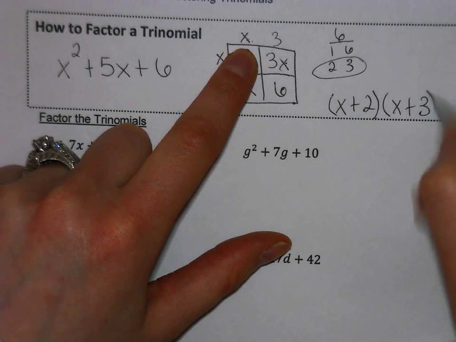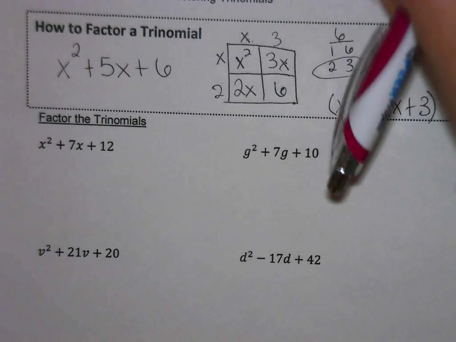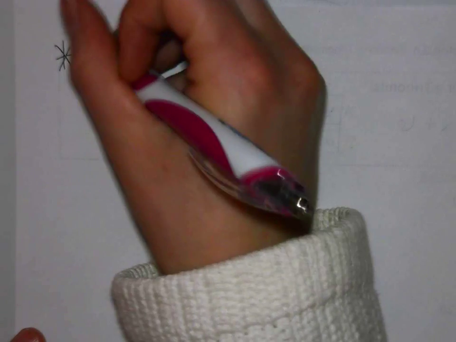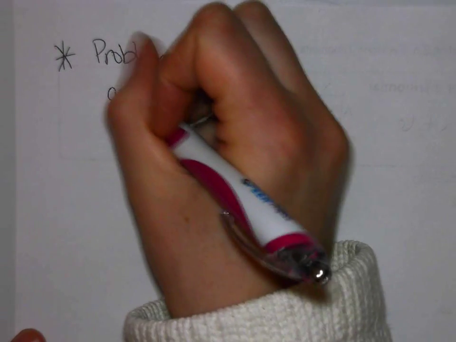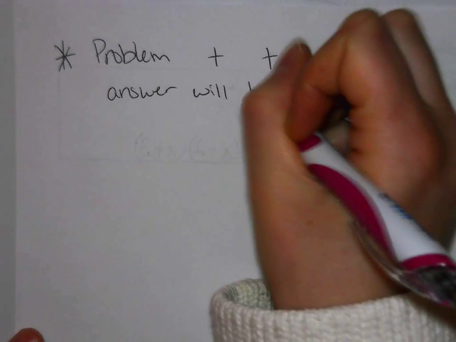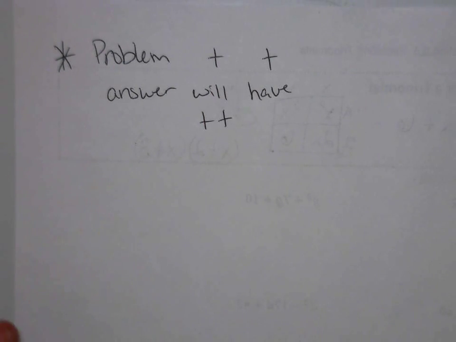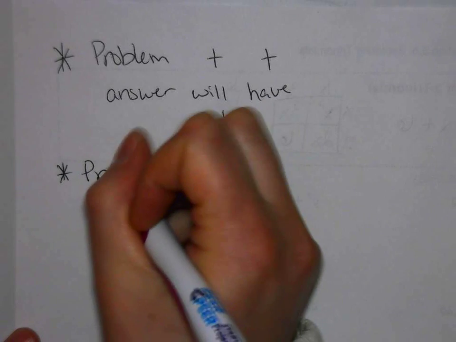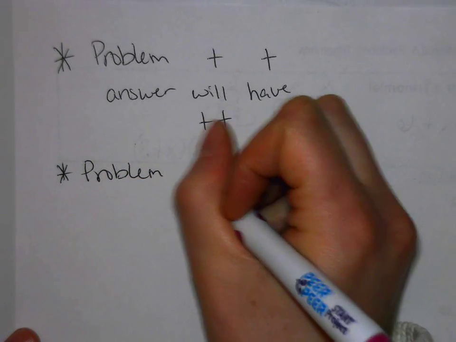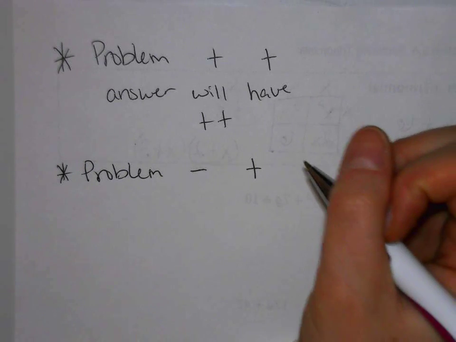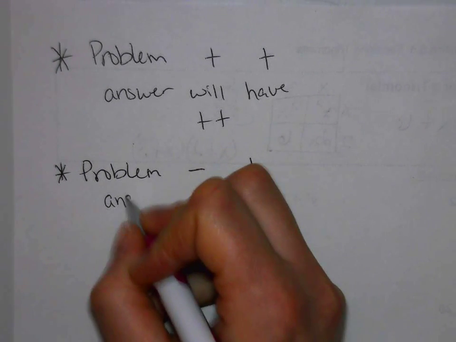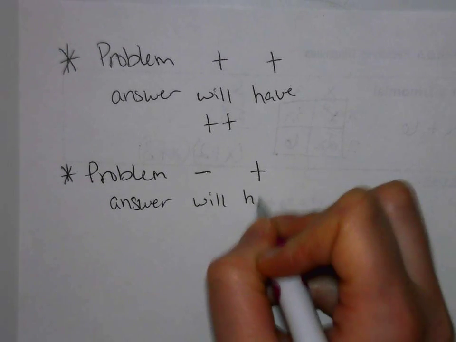Now before we look at other examples, I want you to flip your page over. 3 different types of problems will arise. The first one is if the problem has 2 plus signs in it, our answer will have 2 plus signs. If our problem has a negative first and then a positive for the last one, so our C value is positive, our answer will have 2 negatives.